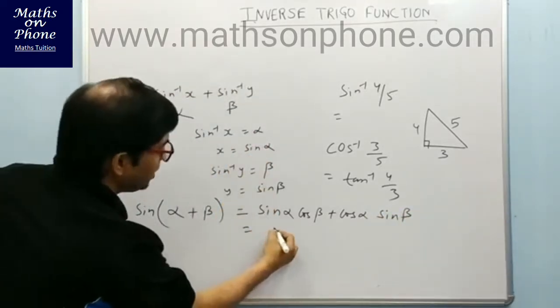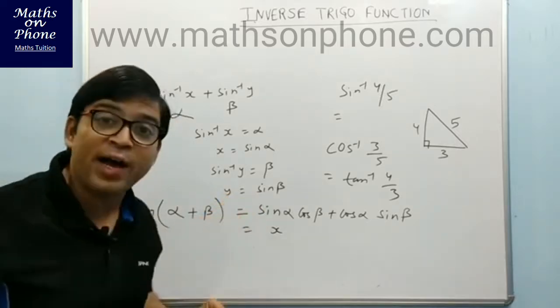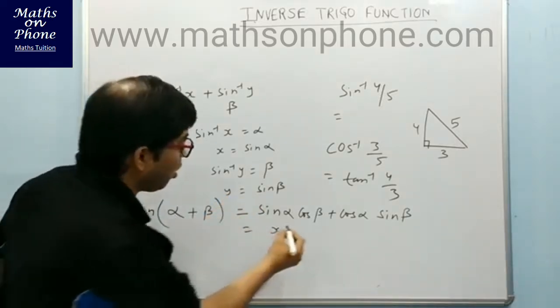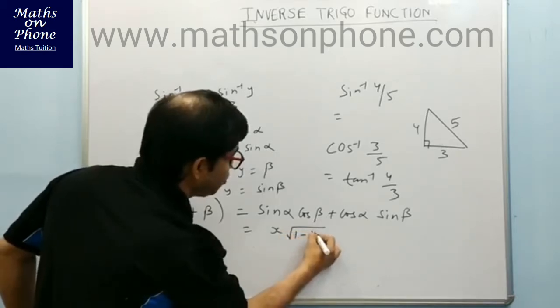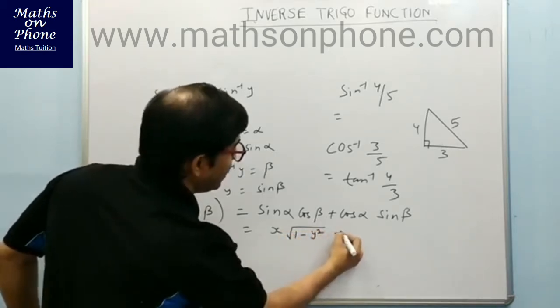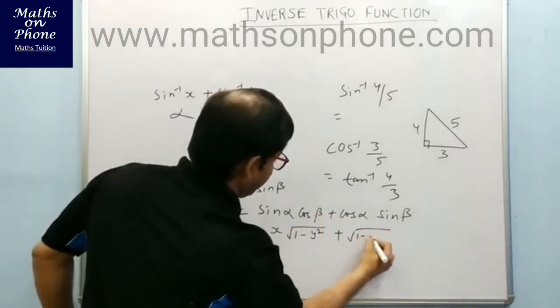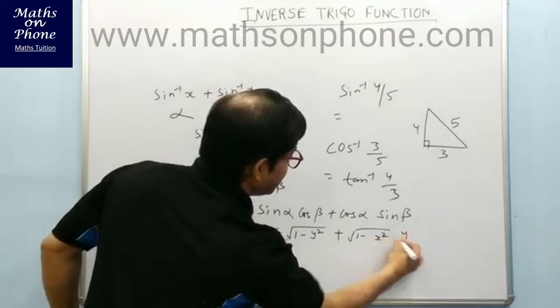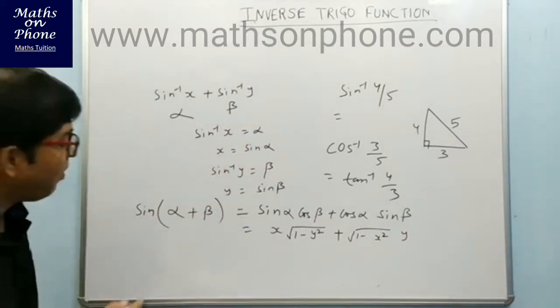Sine alpha, you know, this is x. Cos beta, sine beta is given y. So what is cos beta? Cos beta will be under root 1 minus sine square beta. So 1 minus y square. Same way cos alpha, under root 1 minus x square, and sine beta is y.